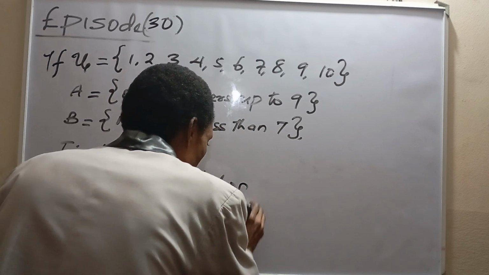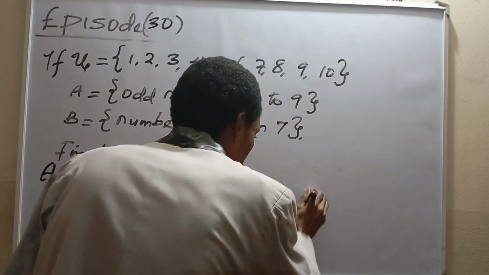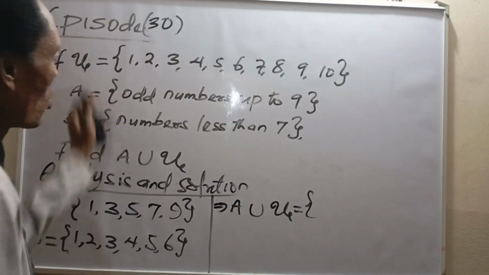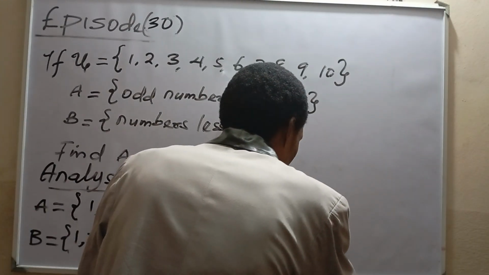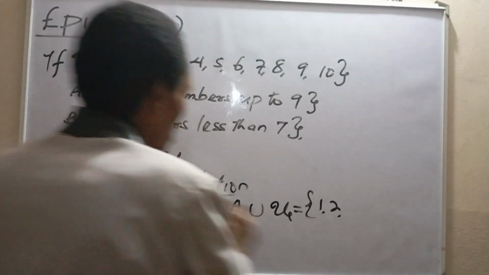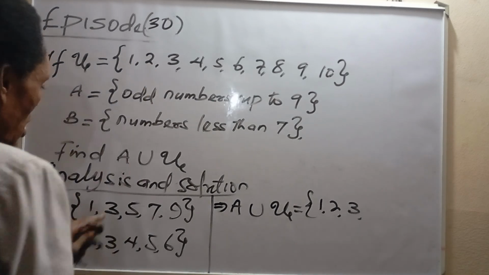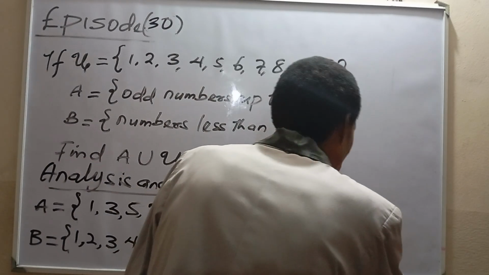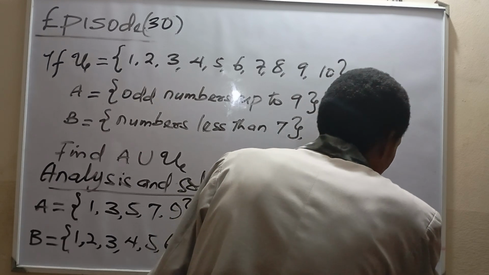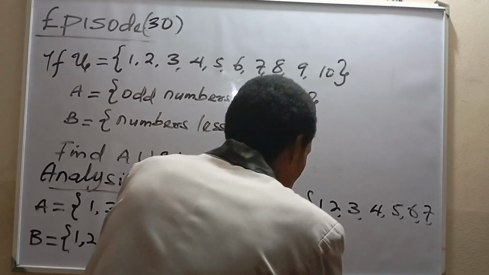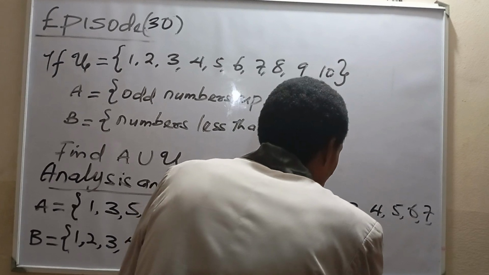So A union universal equals, and we list all the elements: 1, you have 1, then 2, then 3, then 4, 5, 6, 7, 8, 9, and then 10.